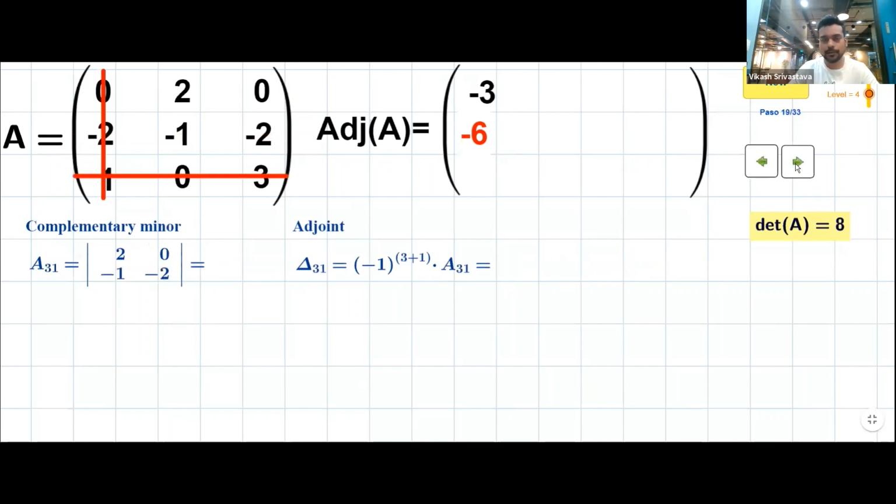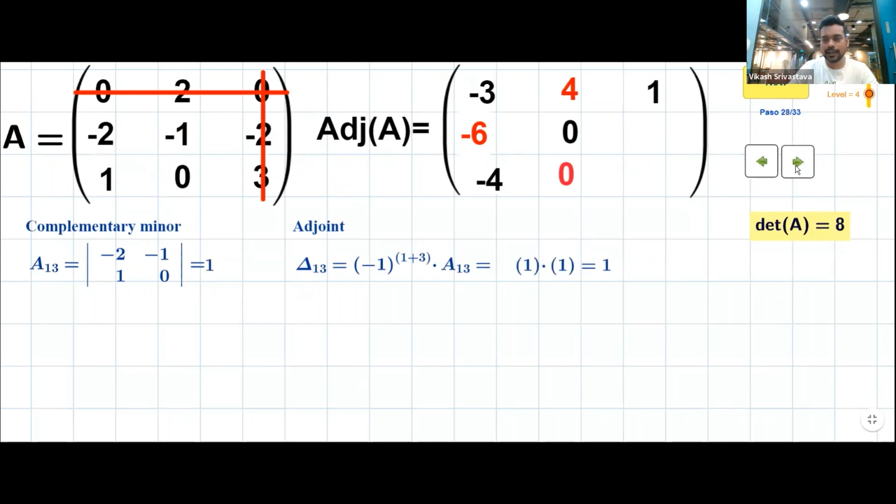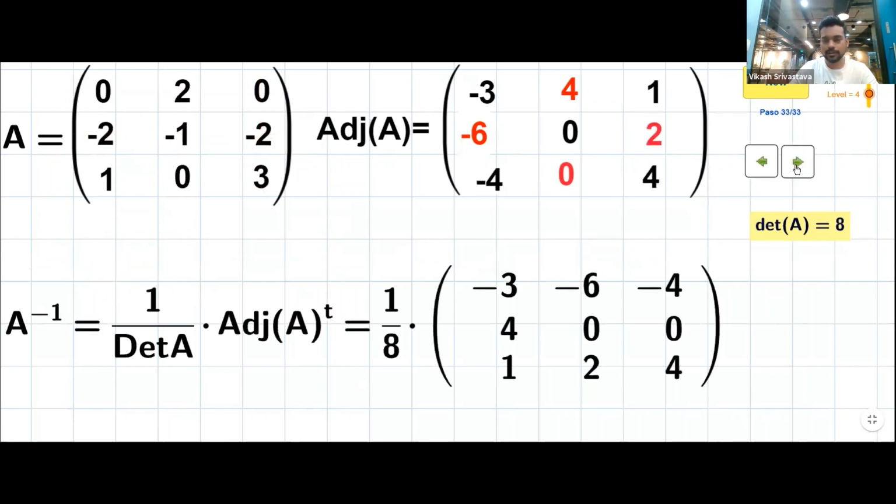Similarly, we calculate for A31. Same formula, right? Similarly, we calculate for all such elements. We do this for all these elements and we get the adjoint. Okay, so in this case, we get the adjoint. So our inverse will be the transpose of the adjoint. So this is the adjoint of A.